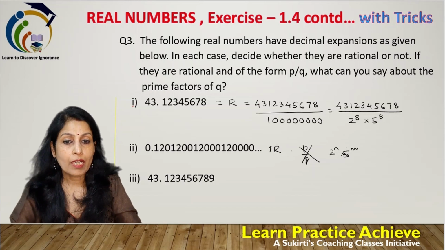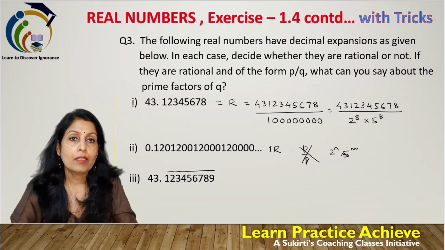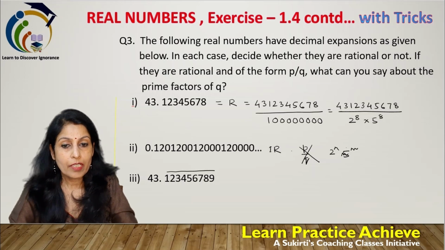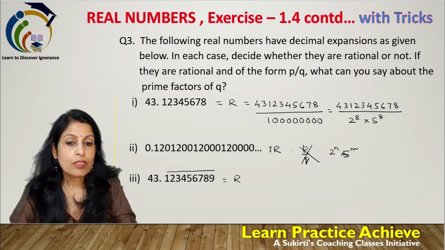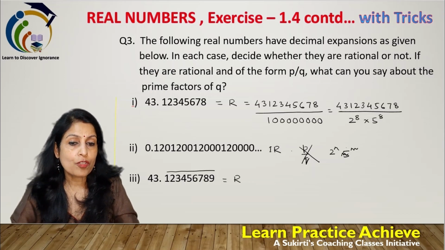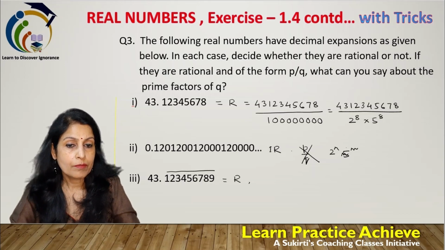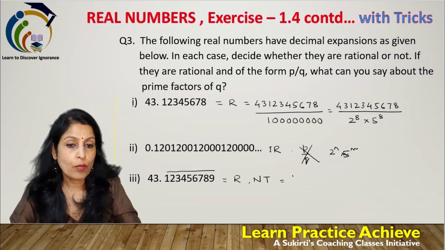The last number, and here in the last number there is a bar. So what is the meaning of this bar? The meaning of this bar is that these numbers are repeating again and again. It means it is a rational number. Why is it a rational number? Because these numbers are repeating. These rational numbers are non-terminating but repeating. So this can also be written in the form of P upon Q.